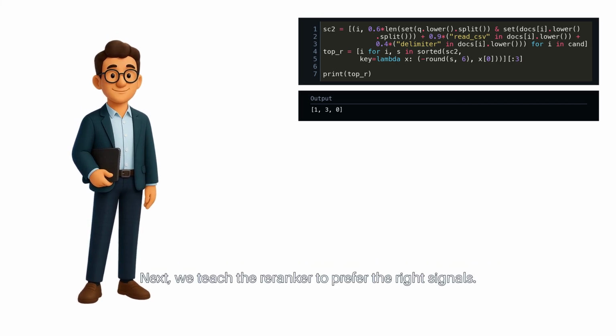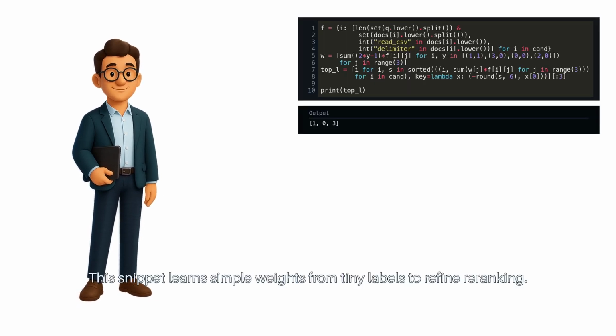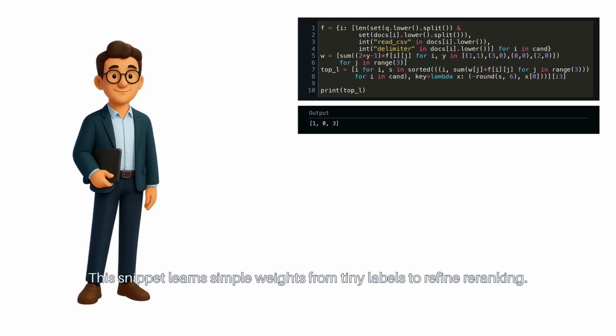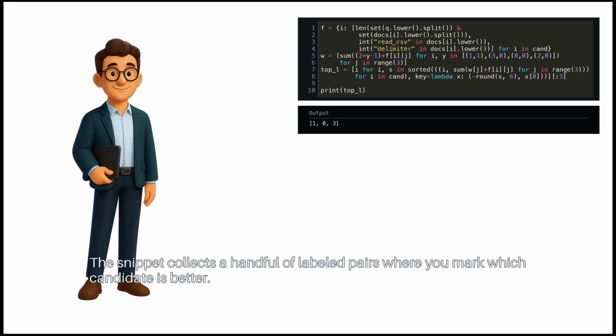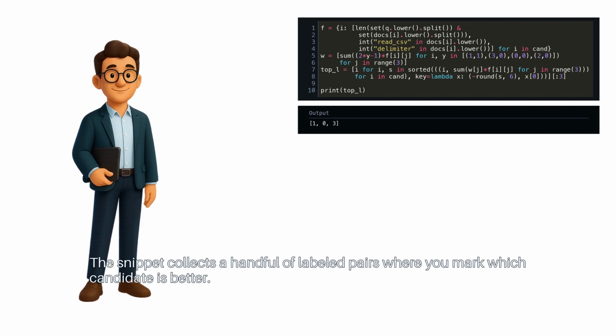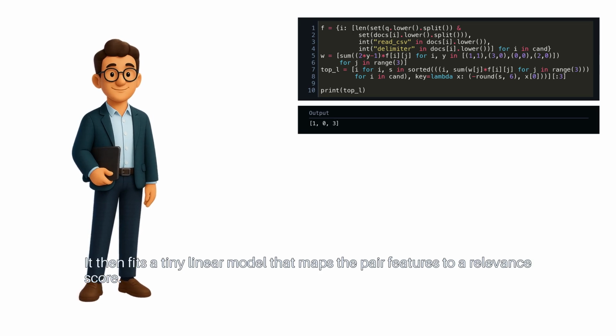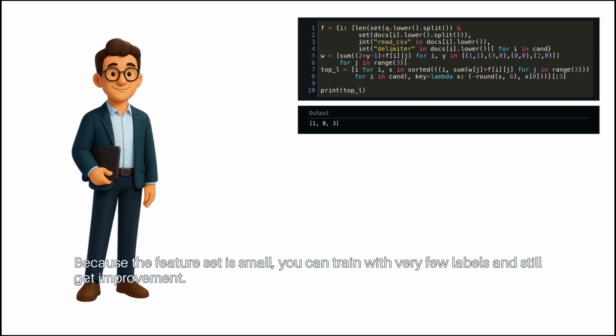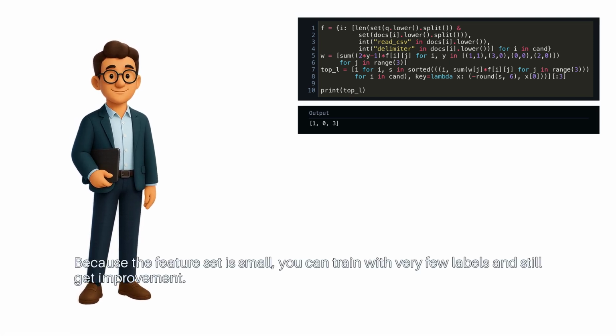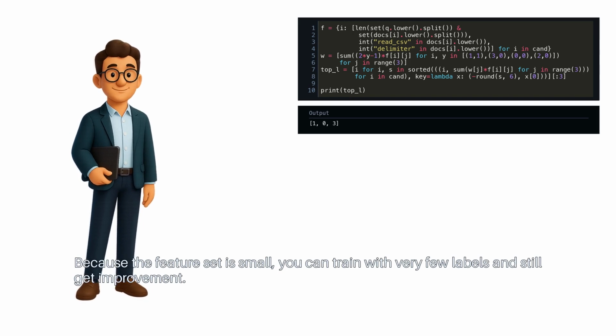Next, we teach the re-ranker to prefer the right signals. This snippet learns simple weights from tiny labels to refine re-ranking. The snippet collects a handful of labeled pairs where you mark which candidate is better. It then fits a tiny linear model that maps the pair features to a relevance score. Because the feature set is small, you can train with very few labels and still get improvement.